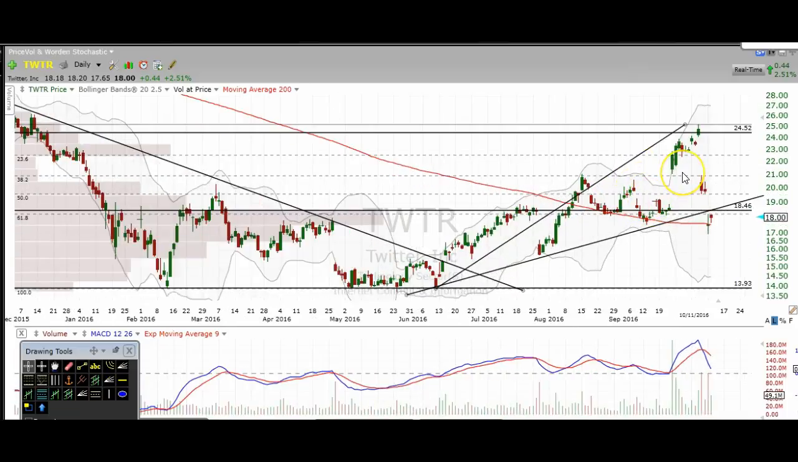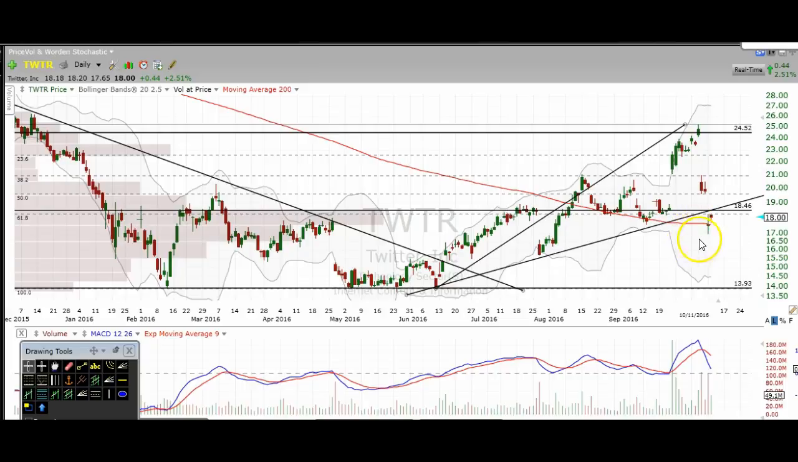The next thing I want to cover here on Twitter is where we bounced from. I wouldn't call it a bounce, but a hold of this 200-day moving average. We've held it here, here, and again right here. So definitely a significant level to hold, and that's the area you want to see hold if you're bullish on Twitter.